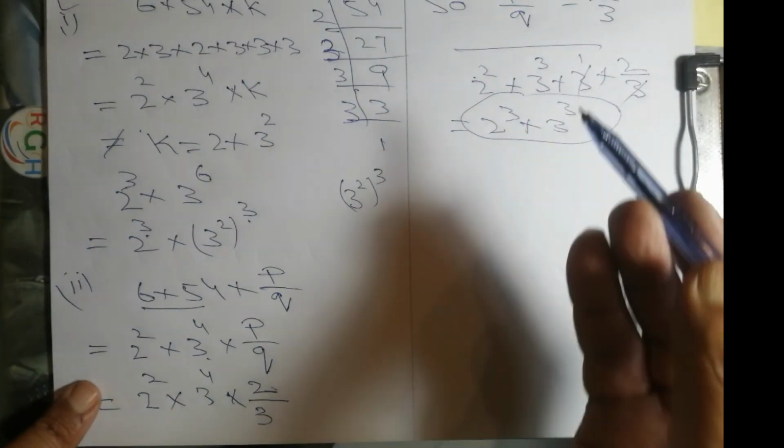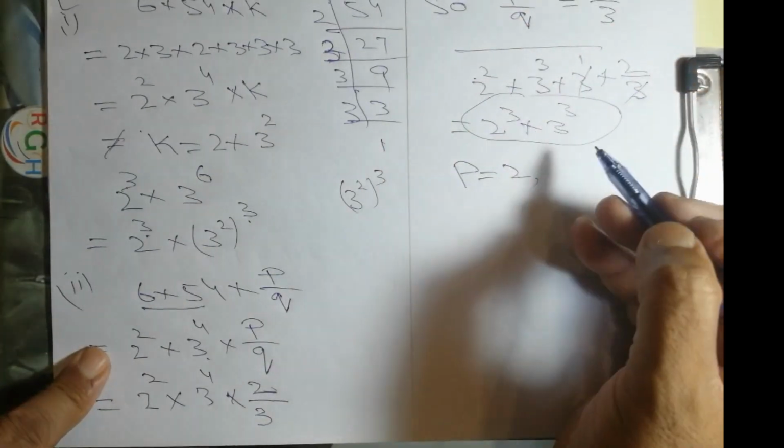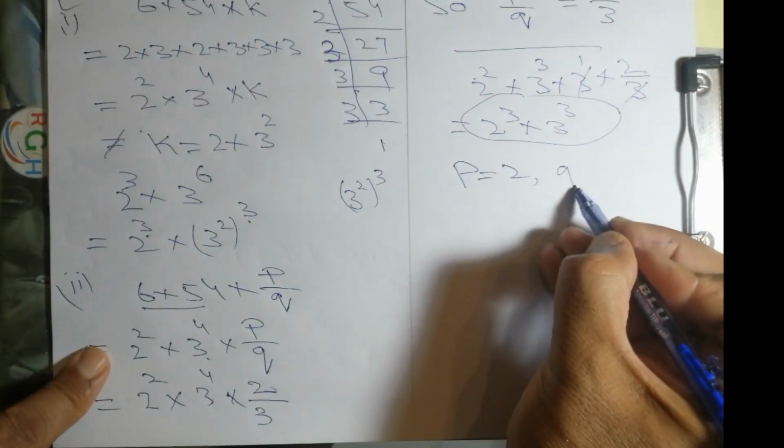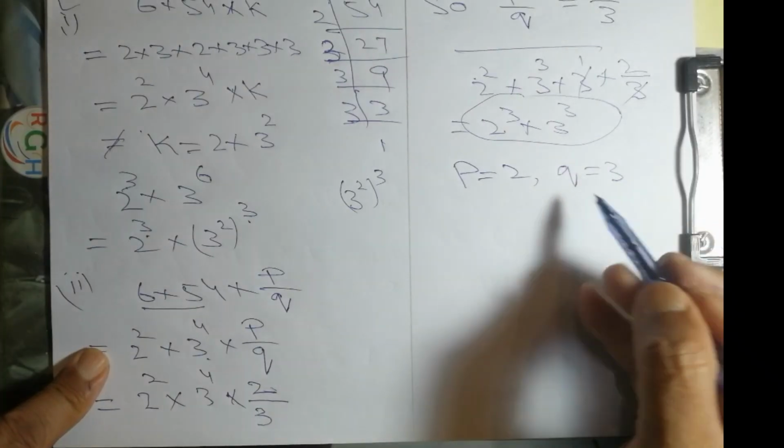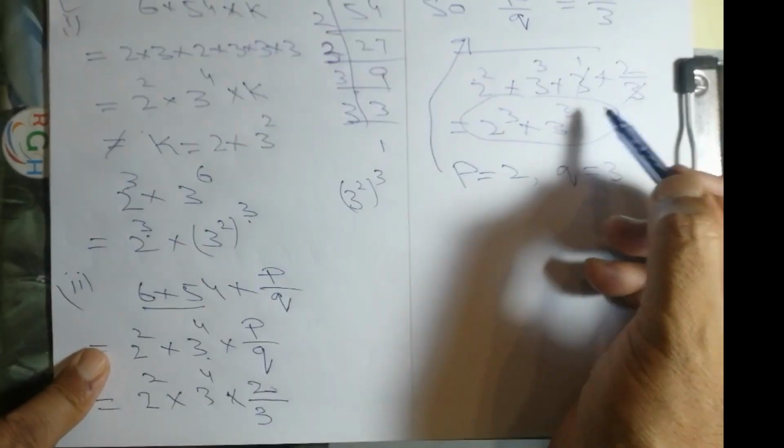So for p by q, p should be equal to 2 from here, and q equal to 3. Actually this step should be here. This is just what I explained extra.